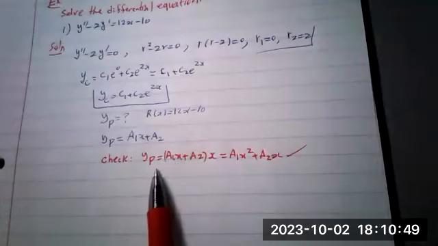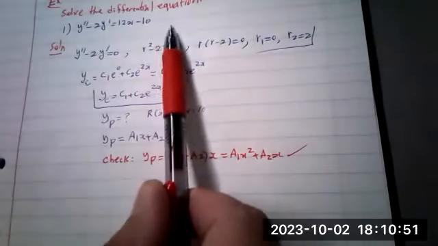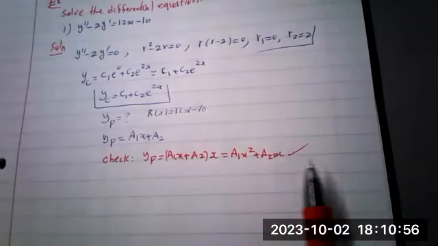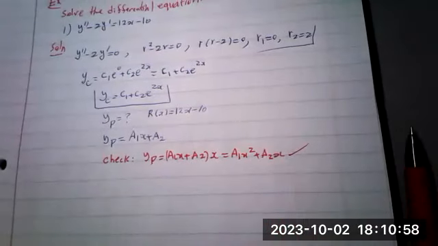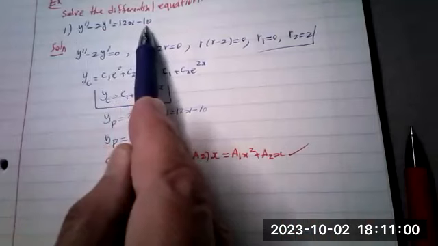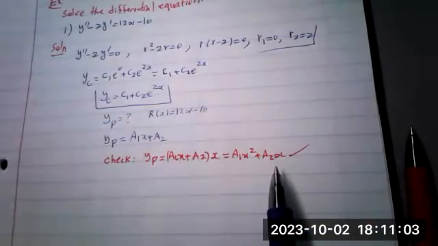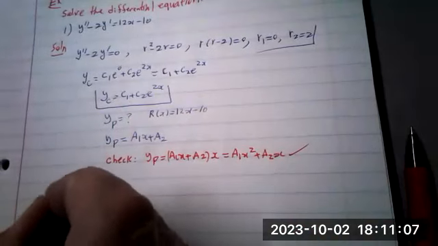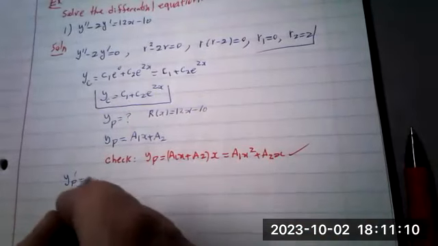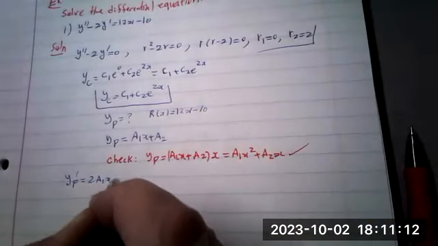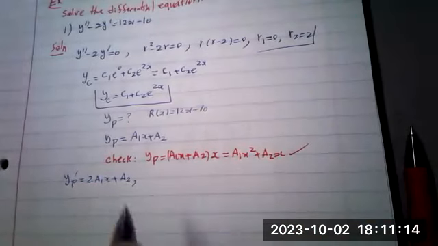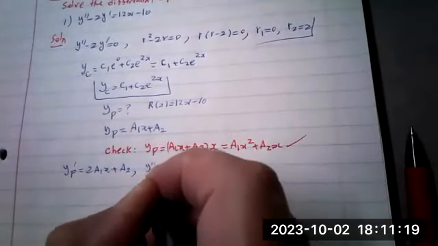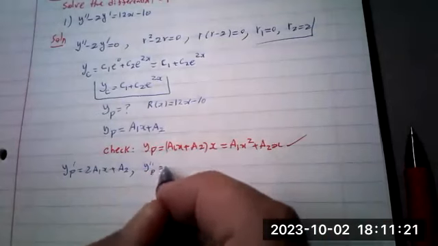Now go back. You have to substitute yp into the original equation and then solve for a1 and a2. It takes a little bit of time, depending on what you have, okay? Since you want to back substitute in this equation, we need to have y prime and y double prime. So differentiate. y prime is going to be 2a1x plus a2. That's y prime. Continue, y double prime: differentiate again, that gives 2a1.